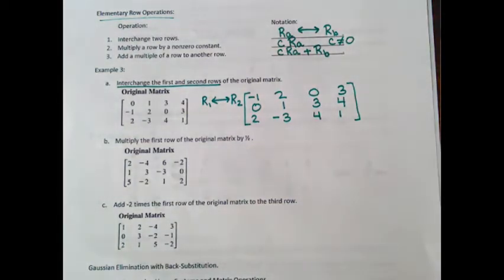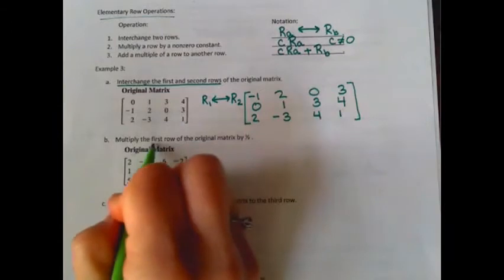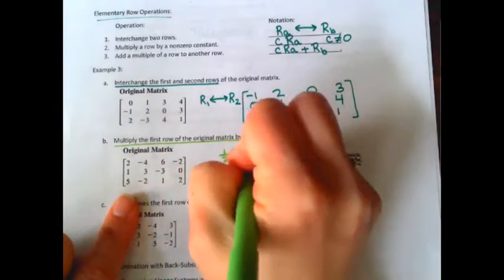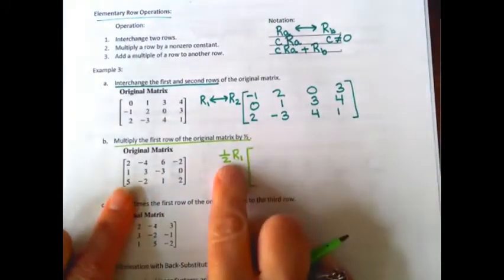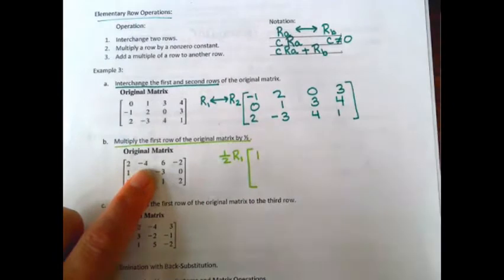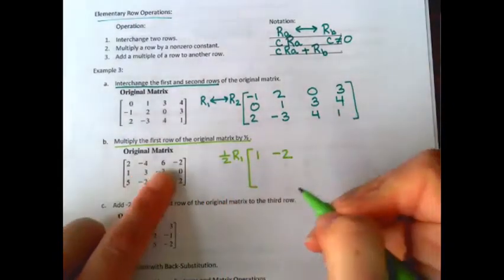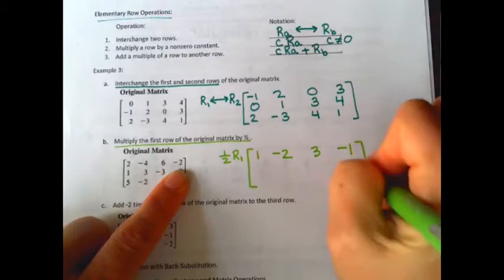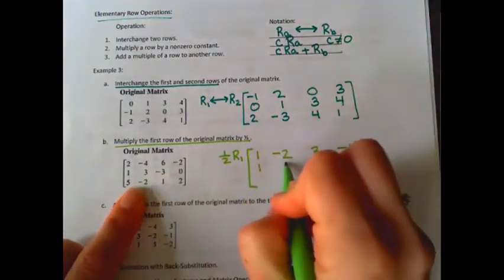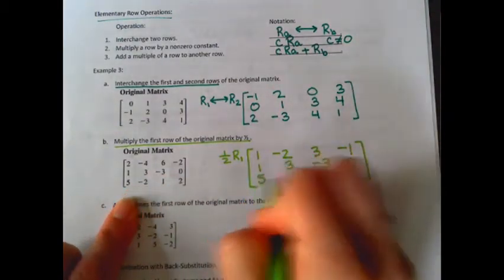Okay. B, let's go ahead and multiply the first row by 1/2. So here's my original one, and we're going to multiply row 1 by 1/2. If I multiply row 1 by 1/2, what's 2 times 1/2? 1. -4 times 1/2 is -2. 6 times 1/2 is 3. -2 times 1/2 is -1. And we've multiplied row 1 by 1/2. It asks us to do nothing with row 2 and row 3. So we're done. We're just going to rewrite it. And there you go.